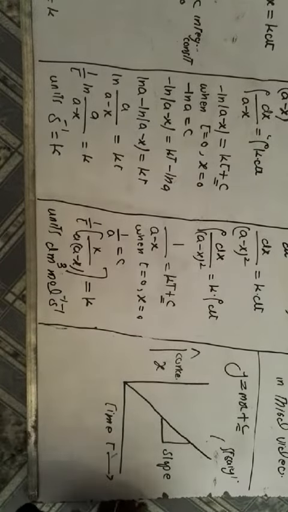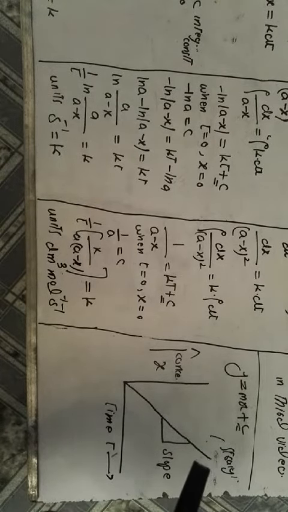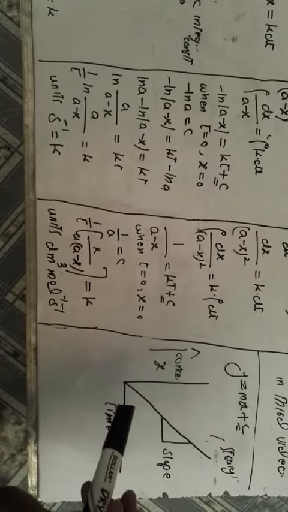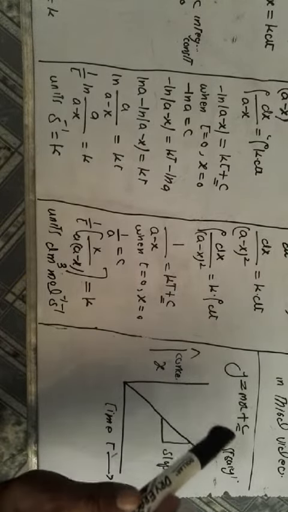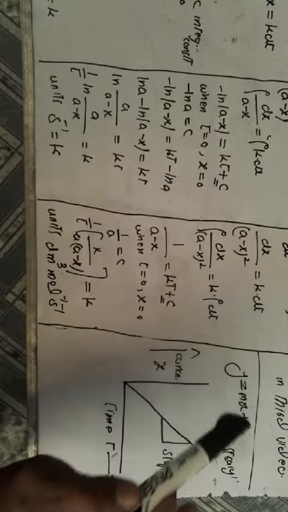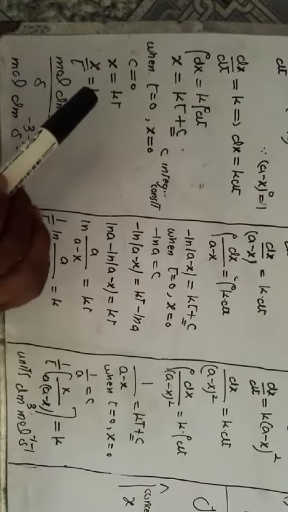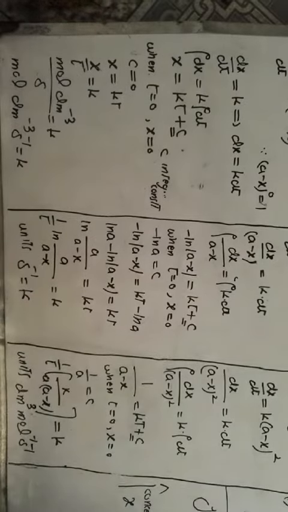So now we will talk about the graph of the 0th, 1st, 2nd and 3rd order reactions. When we plot concentration x versus time t, then we get a straight line. So this is a straight line and this is the slope. This is the equation of y equal to mx plus c, where m is called the slope. So the slope of the zero order reaction is k equal to x over t.